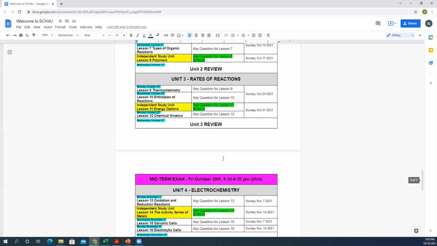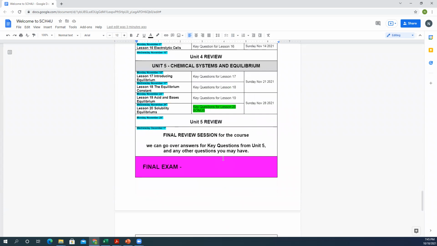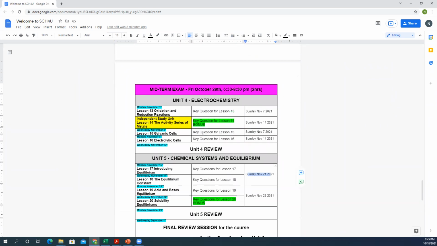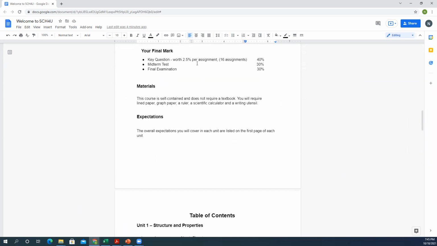So yeah, the evaluation is happening constantly every week as we have assignments due. These assignments are each worth 2.5%, adding up to a total of 40% by the end of the course. And then of course, 30% from the midterm and 30% from the final, adding up to your total grade.